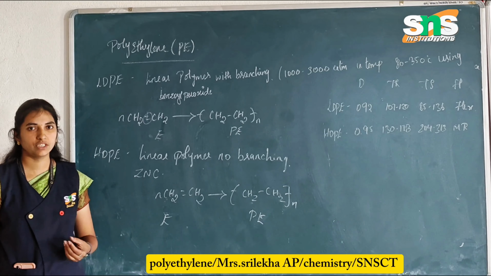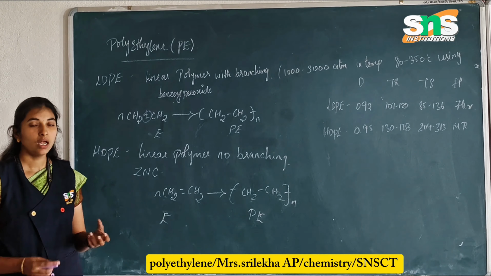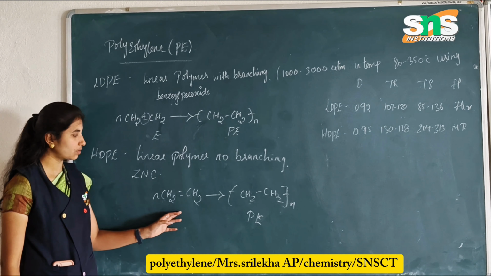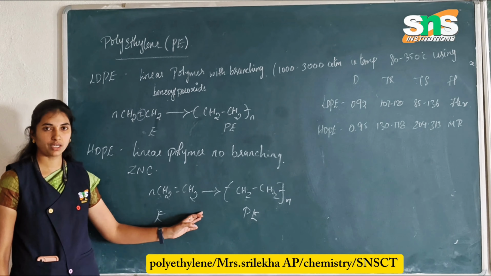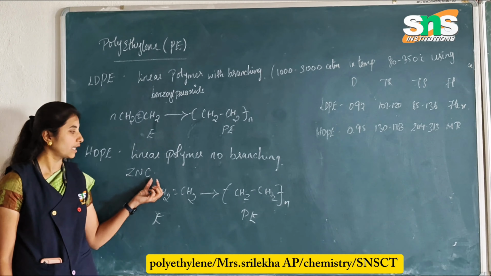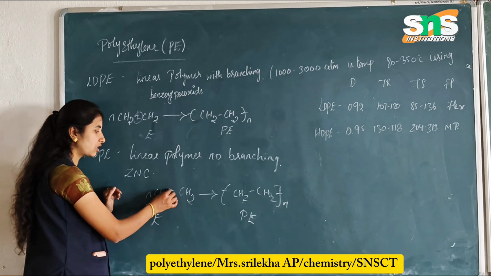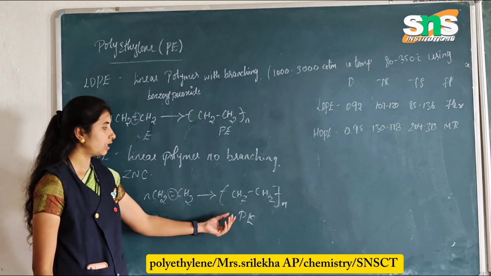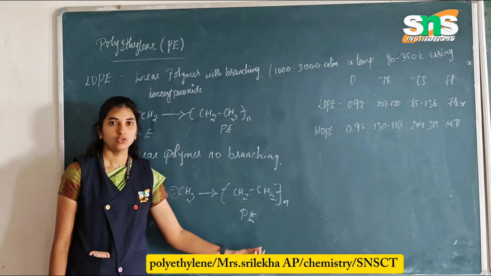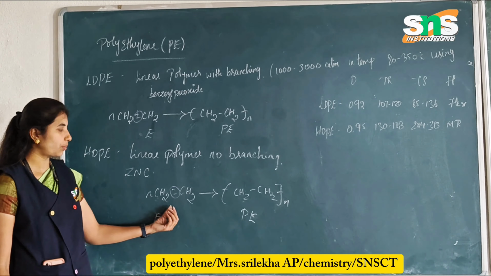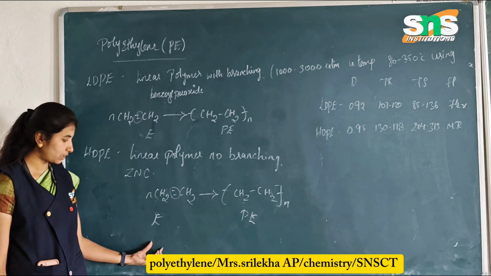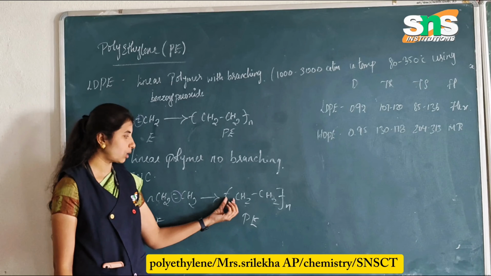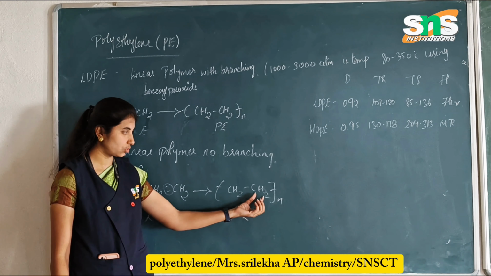The Ziegler-Natta catalyst acts on the ethylene group, which has n number of units, that is CH2=CH2, under the polymerization reaction with the Ziegler-Natta catalyst. The double bond structure converts into single bond structures and forms polyethylene with N repeating units. So here I have n CH2=CH2 in the form of the monomer, that is ethylene, which reacts and converts into polyethylene.